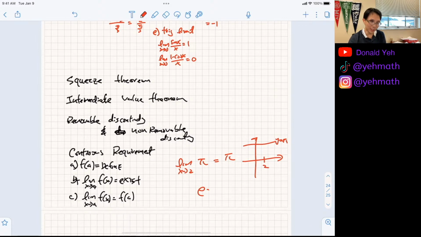E is equal to 2.718. You have to know that e value. E is roughly 2.7 and pi is 3.14.